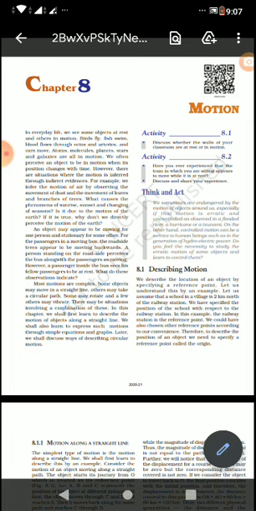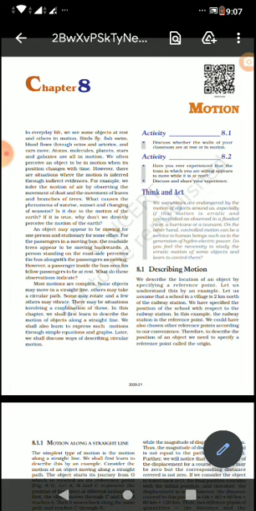Okay, so on the screen right now you are seeing chapter 8. That's because I am your physics teacher. Your physics portion starts from this chapter, that is chapter 8. That's why I am teaching you from this chapter. Okay, so the chapter is motion.